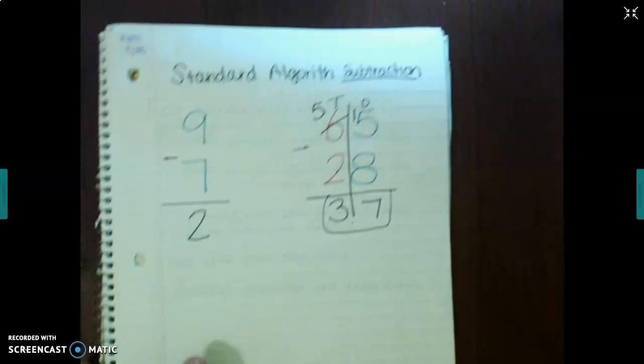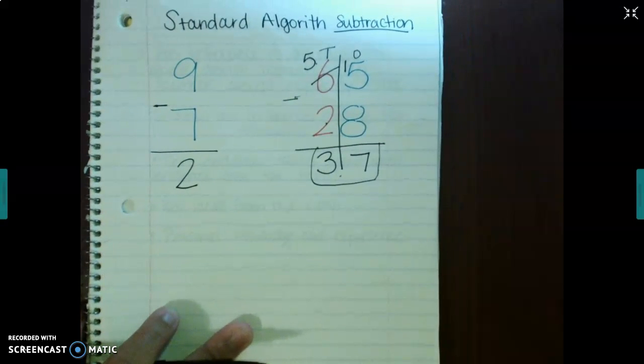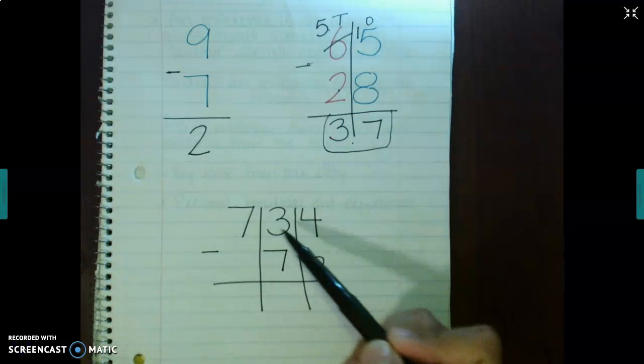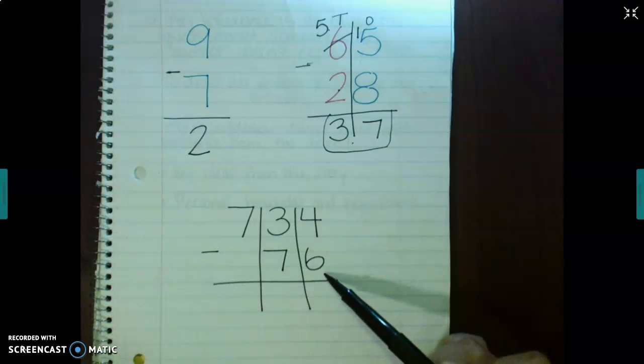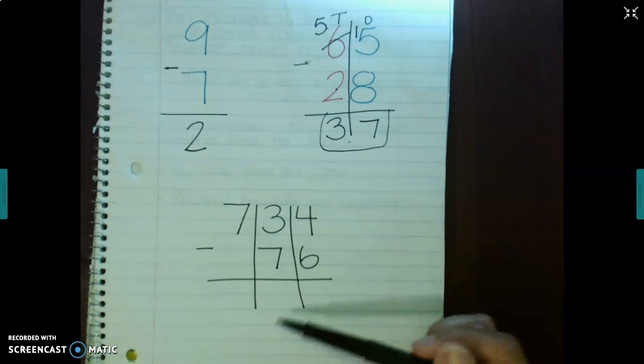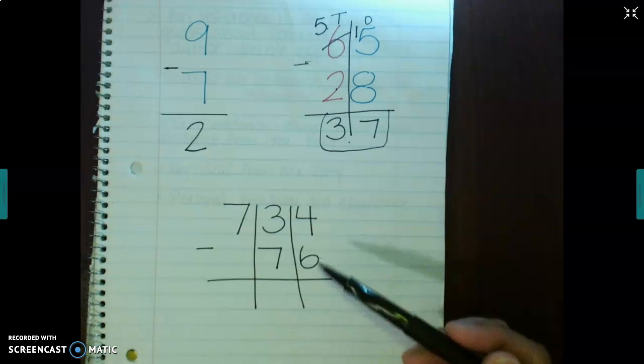We're going to practice one more that goes up to the hundreds, and I want you to try independently and then check your answer. So for my last problem, I have 734 minus 76. What I want you to do is pause the video, try to solve, and then check your answer.